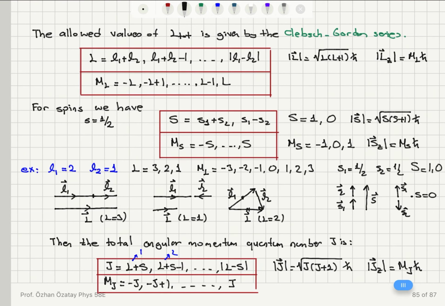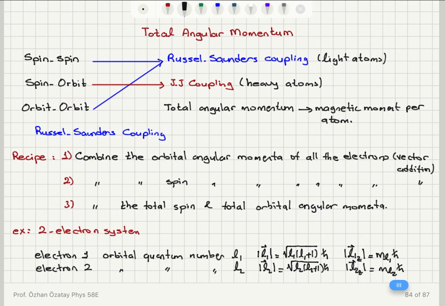Okay, so let's review what we said. We're interested in calculating how to find the total angular momentum. And why are we interested in doing that? Well, we're going to see that the total magnetic moment M will be determined by minus lambda factor Bohr magneton times M sub J. So we're going to get back to this in a little while.